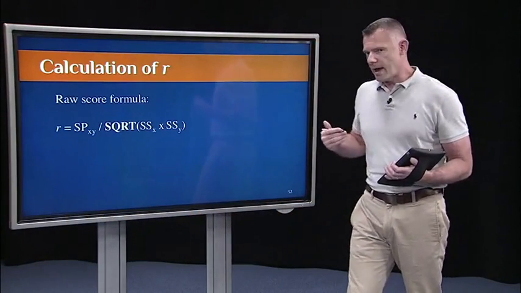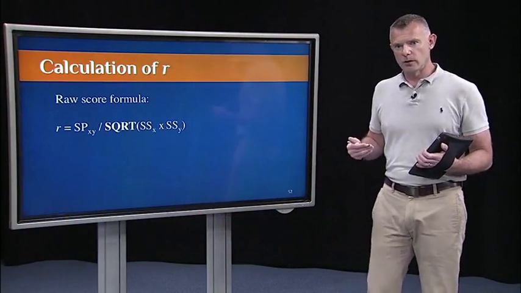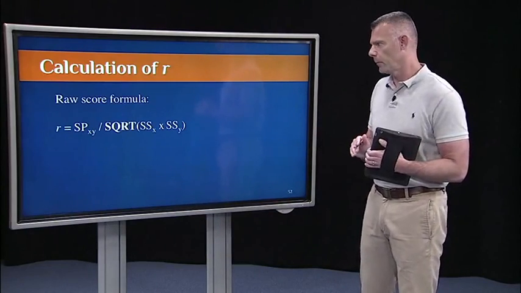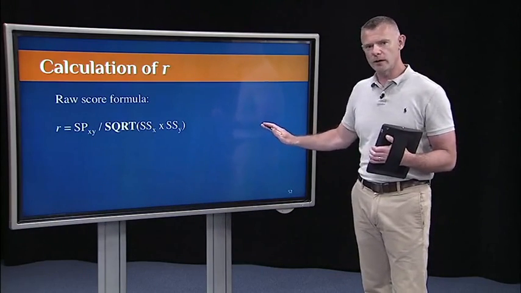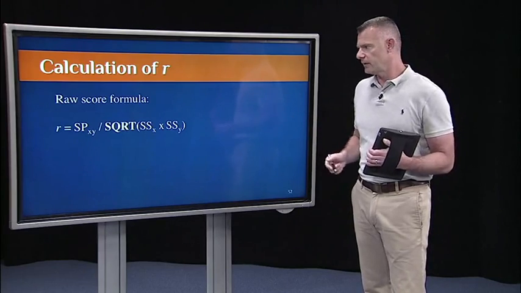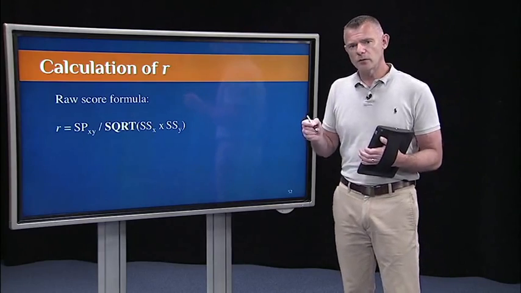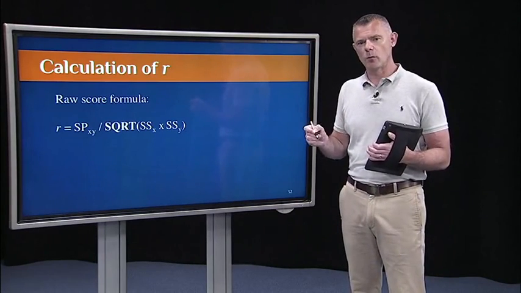So now let's look at the formula for the correlation coefficient. Again, I'm going to do this two ways. First, the raw score formula. The raw score formula, written in its simplest form, is just the sum of cross products over the square root of sums of squares x times sums of squares y.